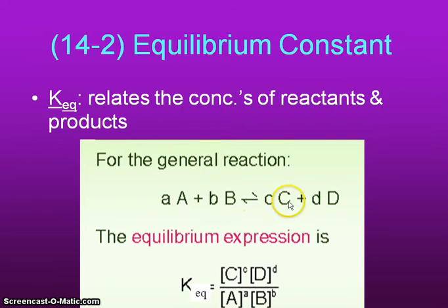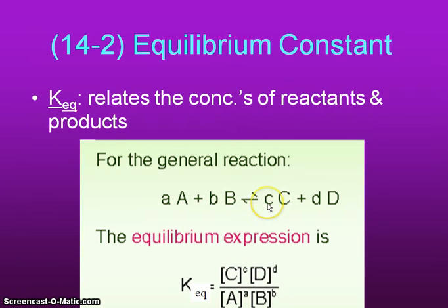The capital letters represent the different types of substances, and then the lowercase letters represent what their coefficients would be. So to write an equilibrium expression, you would set KEQ equal to the concentration of the products divided by the concentration of the reactants. That's what the brackets stand for: concentration, which would be molarity, or moles per liter. And then you raise those to whatever coefficient there are.